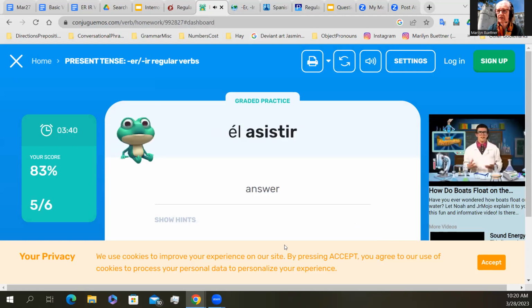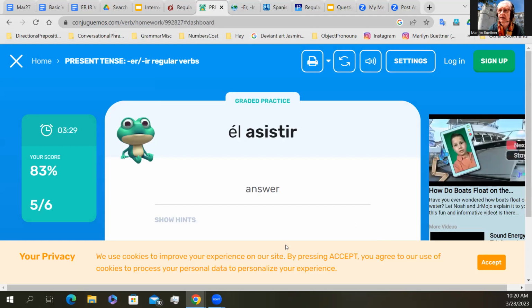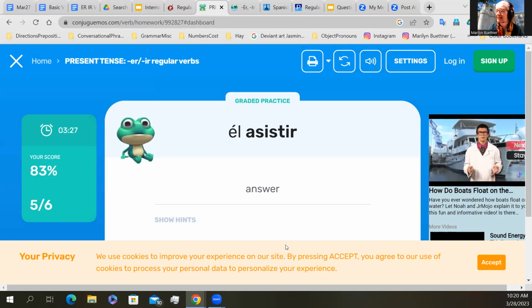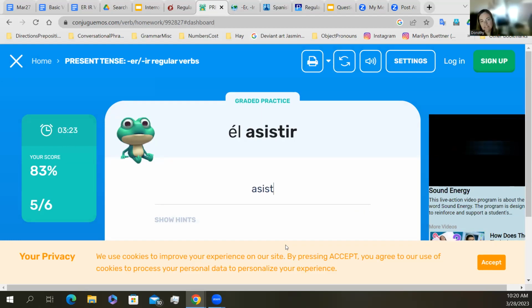Okay. Asistir means to attend. It looks like assist, but it is a false cognate. It doesn't mean what it looks like. Asistir means to attend, like a concert, attend like a class. Él, we want to say he's attending. Él asiste.